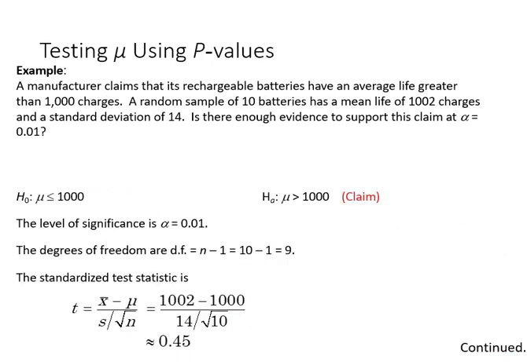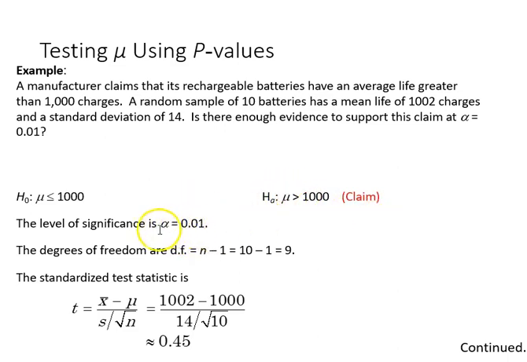Here's another example, again of the battery manufacturer. We have a random sample of 10 batteries, a mean life of 1,002 charges, and a standard deviation of 14. The claim was that the batteries have an average life greater than 1,000 charges. Do we have the evidence we need to support the claim at the alpha 0.01 level? So the null is that mu is less than or equal to 1,000. The alternative, which is the claim, is that mu is greater than 1,000.